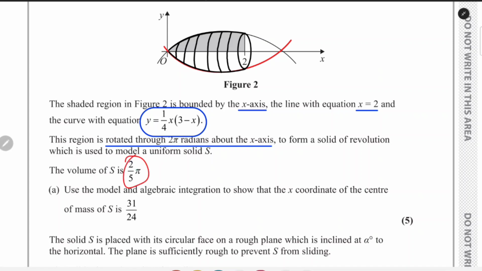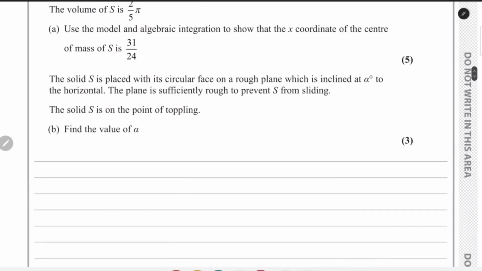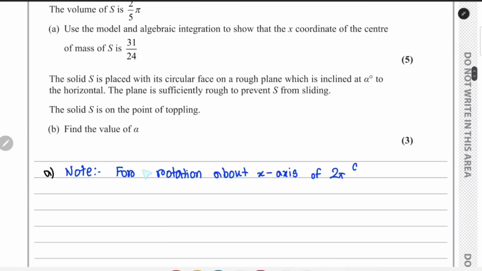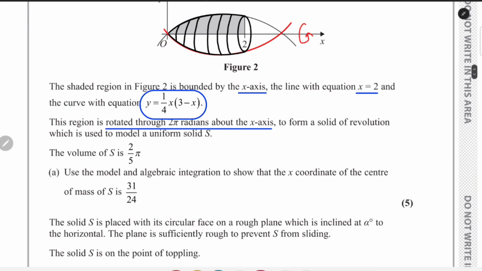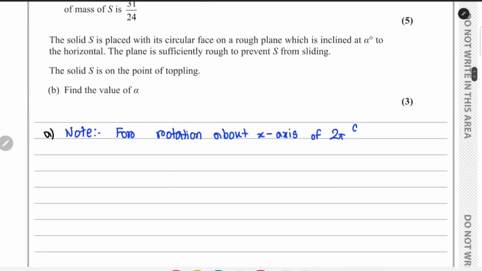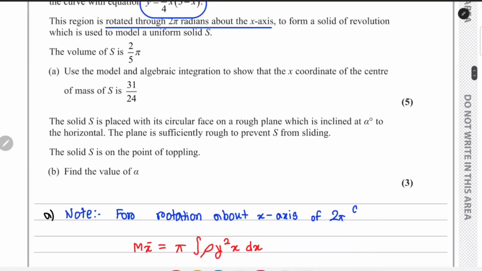We are given the volume of this shape would be 2/5 π, and we have to show that the x coordinate of the center of mass of this shape will be 31/24. So if we start, we have to note that for a rotation about the x-axis like this, of 2π radians, we'll have this formula where x bar is the x coordinate of the center of mass.